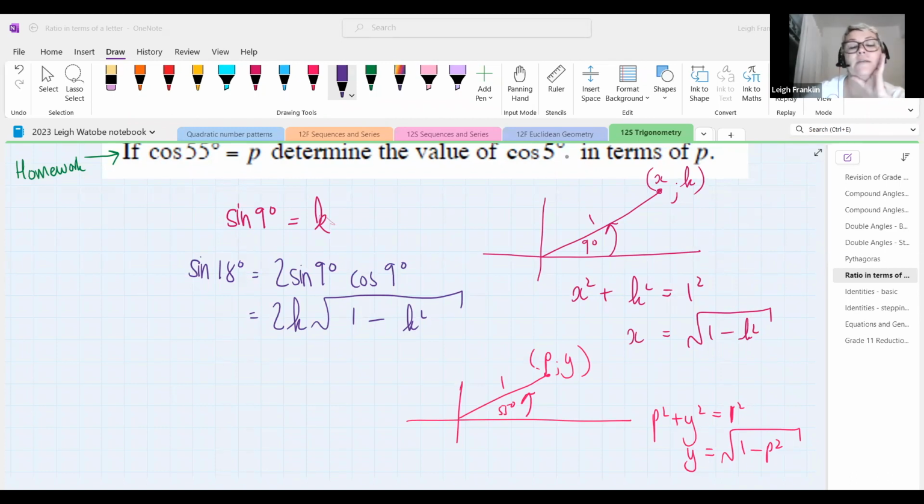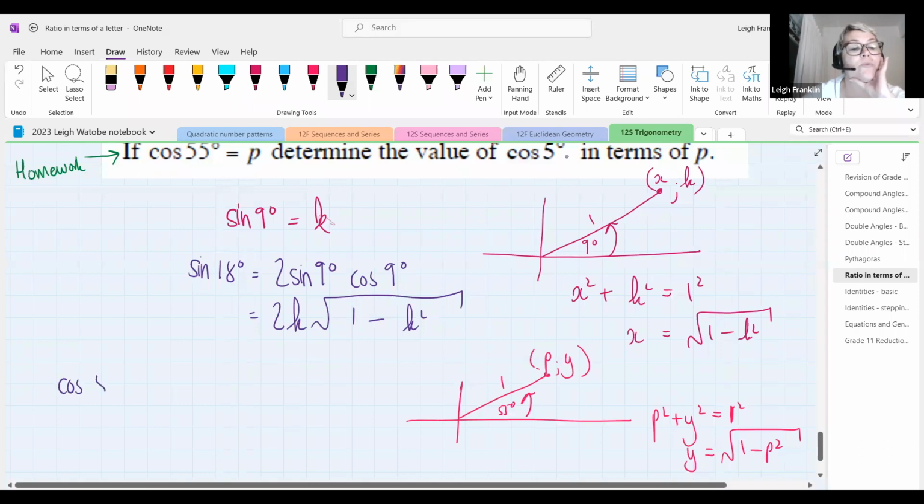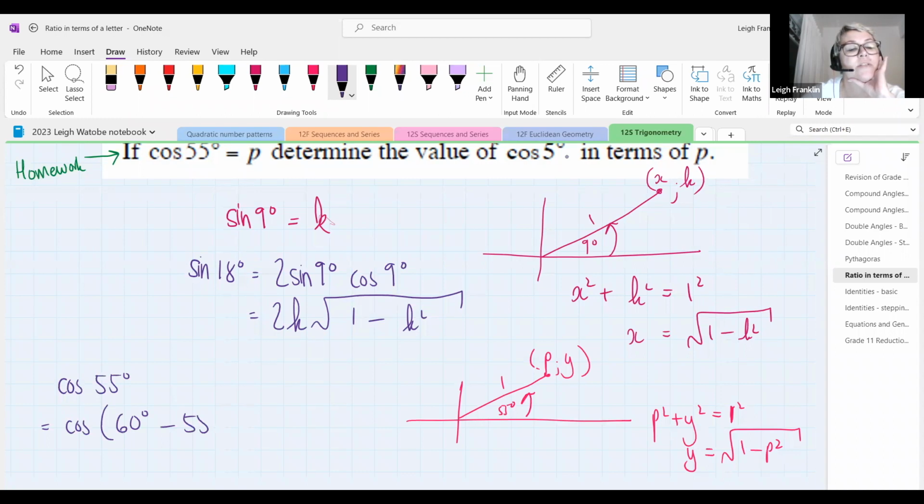Okay, Nolitando, go for it. What would you write? What would you use here? Ma'am, I would use compound angle. Very nice. What would you write? I'd say cos 60 minus 55. Good. Well done. So 60 minus 55 to get your 5 degrees. Well done. That's perfect. Very nice.